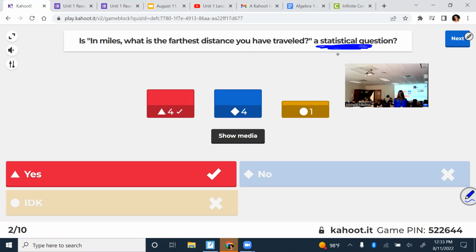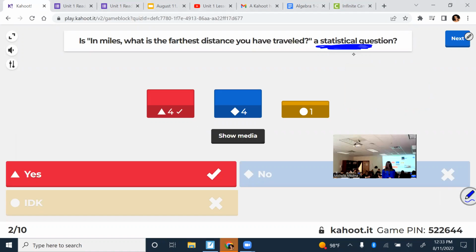It's statistical because it's in miles, so day to day. Good. Do you expect everyone to have the same answer? No. So that is why it is a statistical question. We call that variability: statistical questions have variability. Write that down if you didn't know.